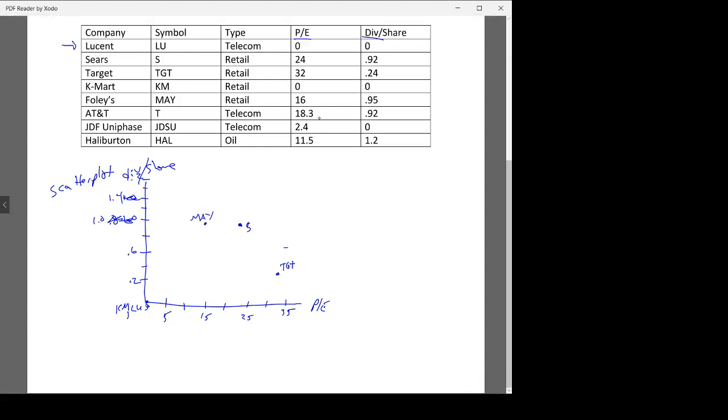And then AT&T is 18.3 roughly, and then 0.92. So there's AT&T. It's a bad dot, but that's approximately there. And GDSU, boy, there's a company that has no joy to anyone anymore. And then Halliburton, 11 and 1.2, so they're pretty high up there. So you have all these dots out here, and I've gone ahead and labeled them, and they kind of tell you something about stocks.